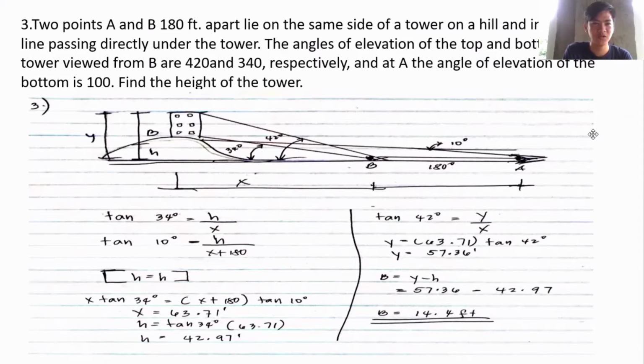Number 3. Two points A and B, 180 feet apart, lie on the same side of a tower on a hill and in a horizontal line passing directly under the tower. The angles of elevation of the top and bottom of the tower viewed from B are 42 degrees and 34 degrees respectively, and at A the angle of elevation of the bottom is 10 degrees. Find the height of the tower.